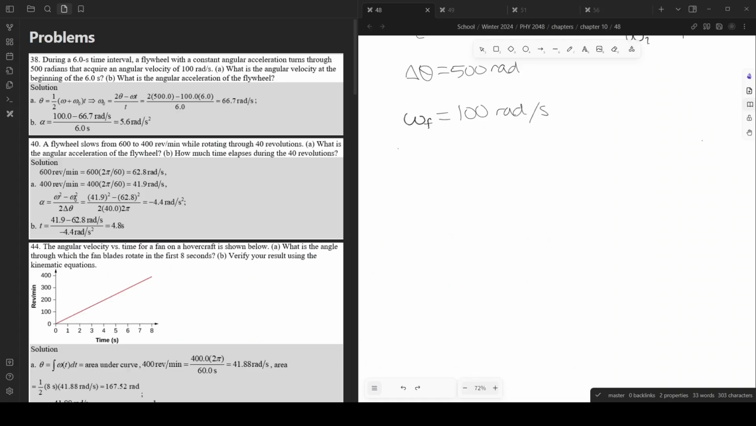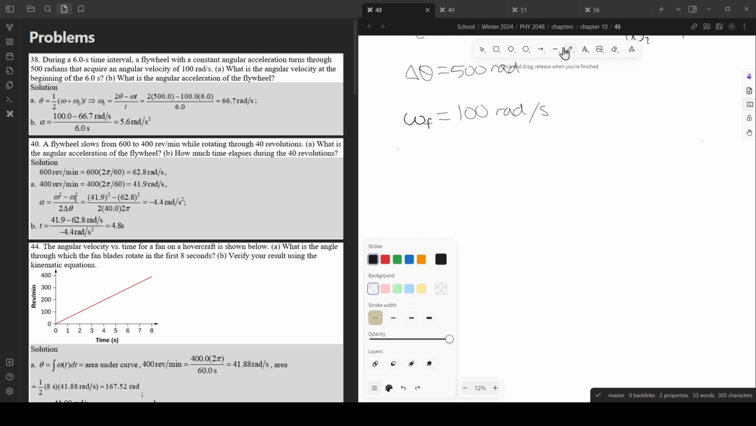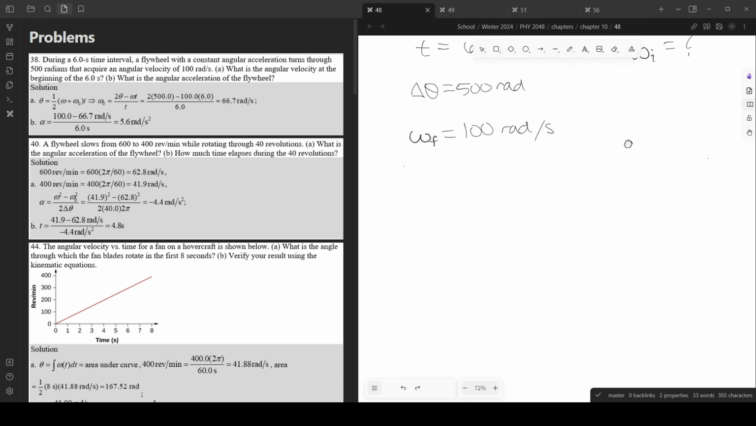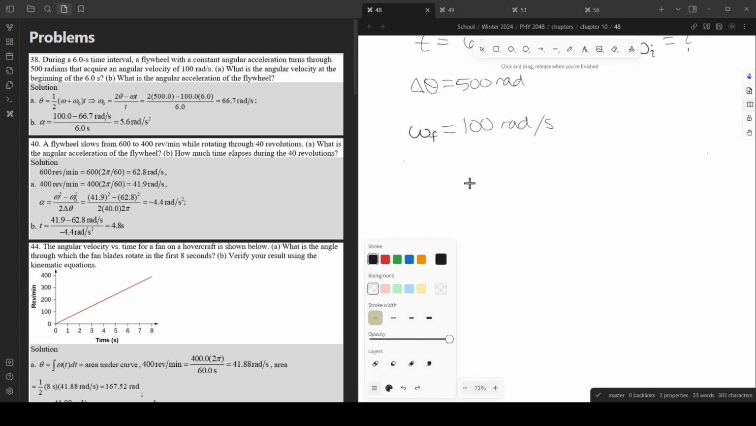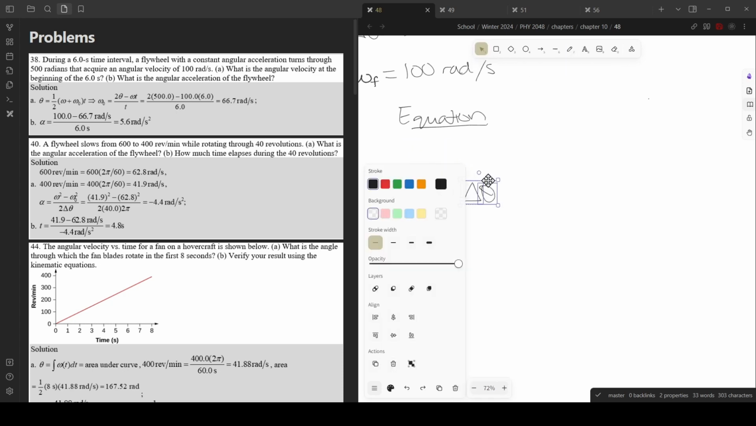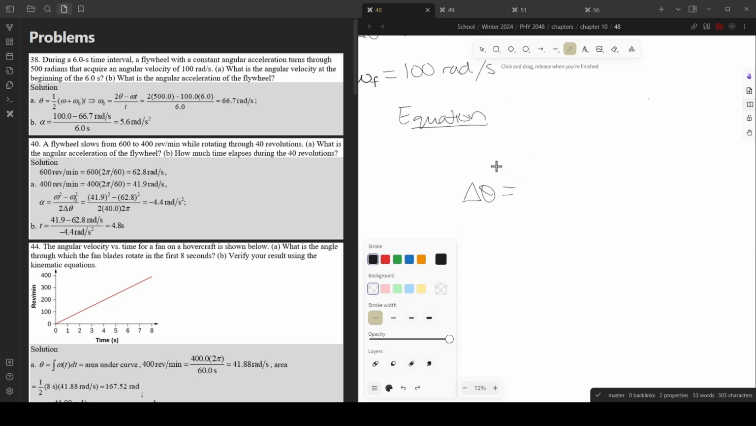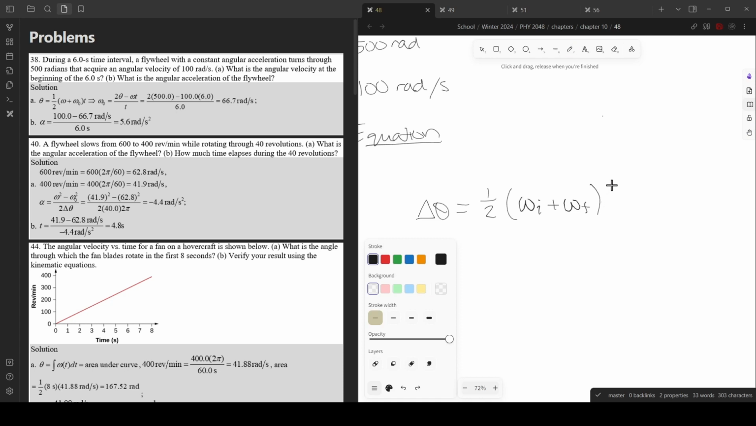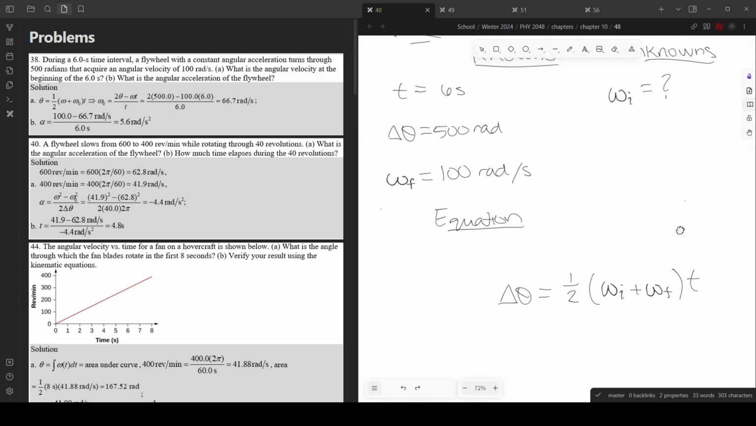So let's go back. So the formula was delta theta, angular displacement, so the equation is delta theta equals 1/2 omega initial plus omega final times time. So let's go ahead and plug everything in.